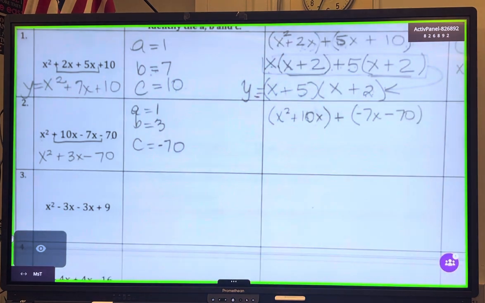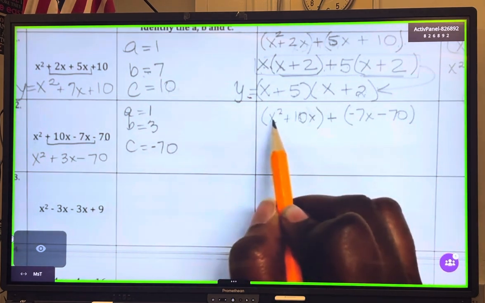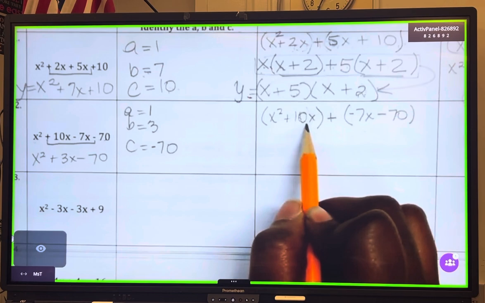Does everybody see what I just did? Yes. What am I doing? I am grouping my terms, putting them together. Why am I doing that? Because I want to pull out the greatest common factor. Are y'all following? Yes. What is the greatest common factor between x squared and 10x? X.